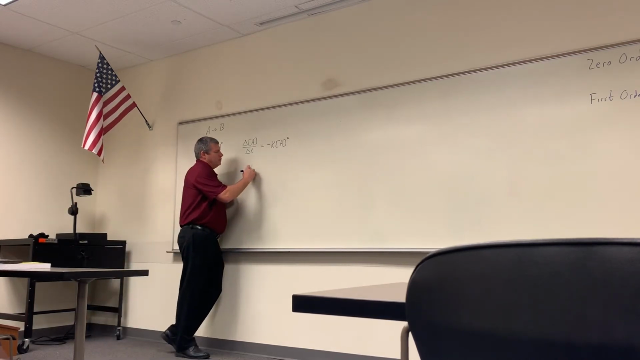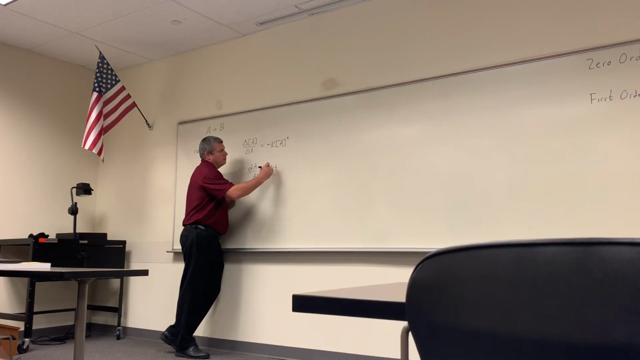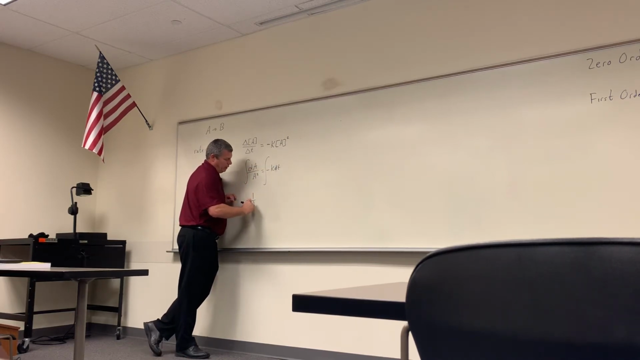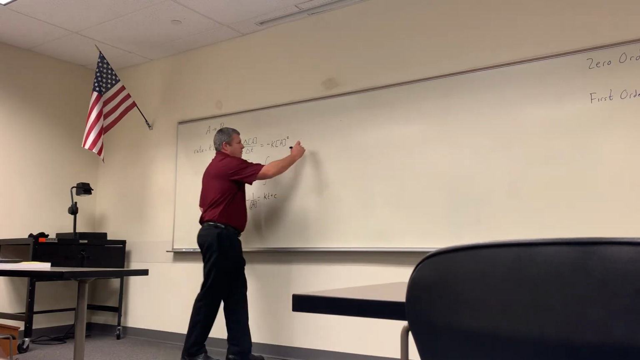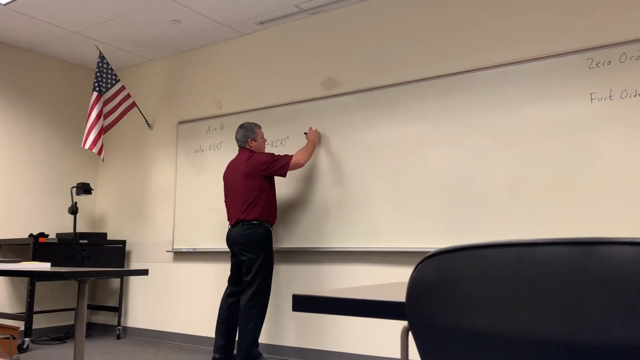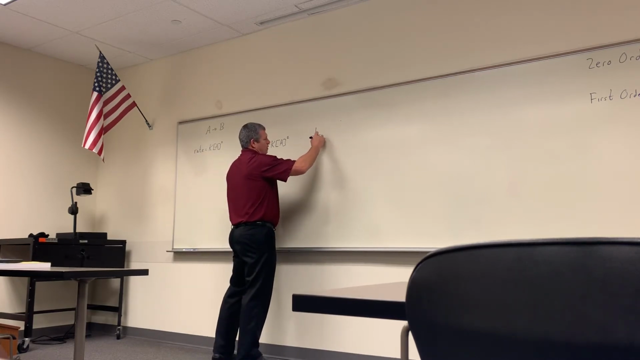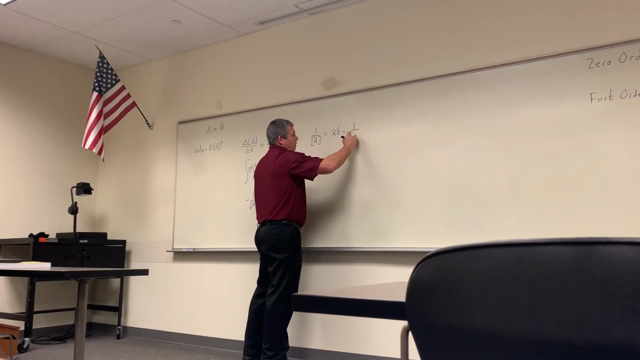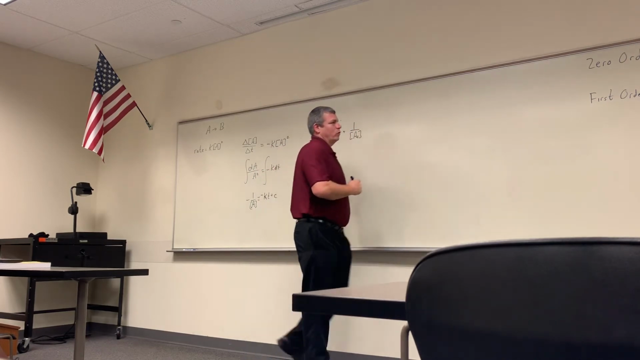So in calculus speak, this is dA over A squared equals negative k dt. We do the integrals, this side becomes negative 1 over A, that side becomes negative kt plus c, which gives us 1 over A equals kt, without the negative, plus 1 over A naught. And that's the second order relationship.